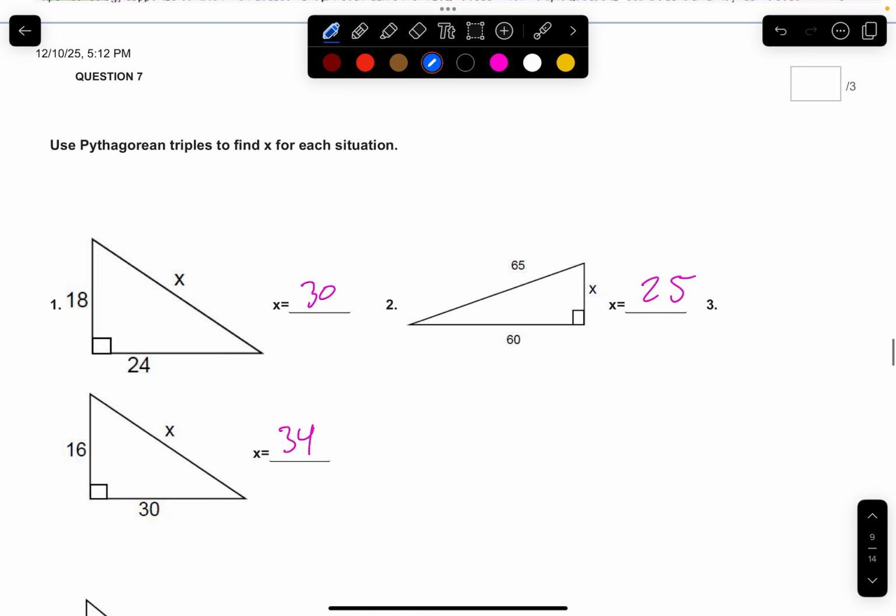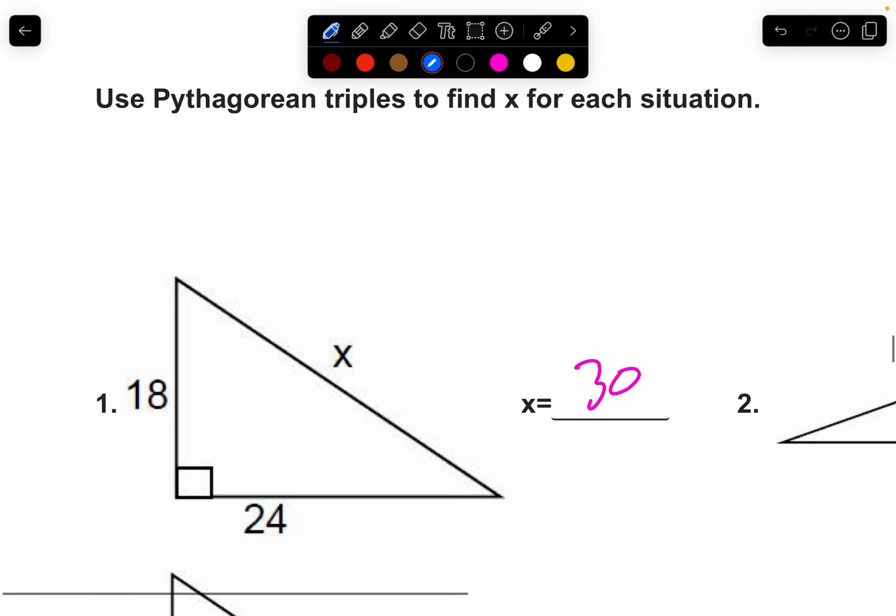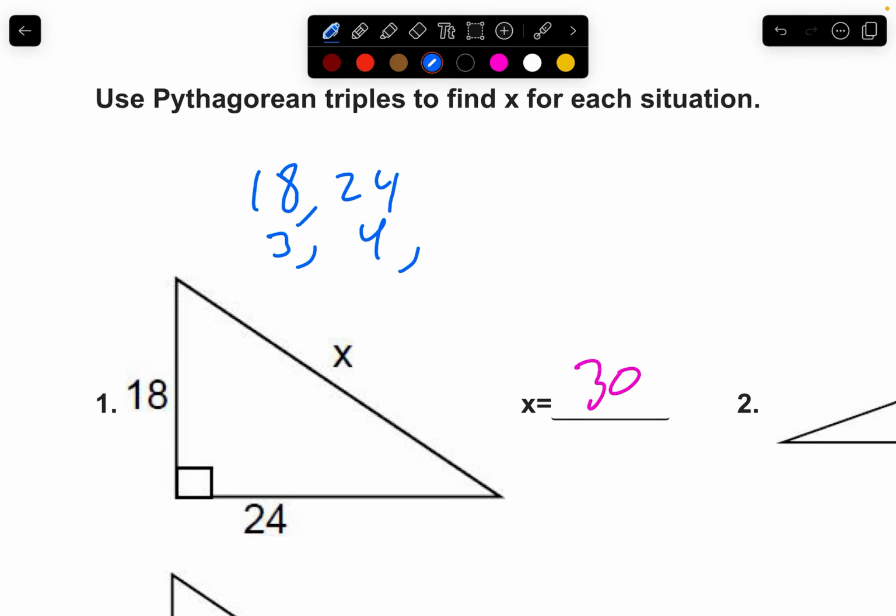Oh, really similar idea, but this time it says use triples to find x. So we're going to have to reduce the ones we have to figure out where it came from to figure out the missing value. All right, a lot of questions here, so we're going to go fast again. Sometimes it helps to list them. 18, 24. Divide by 6, divide by 6, divide by 6. So multiply by 6.